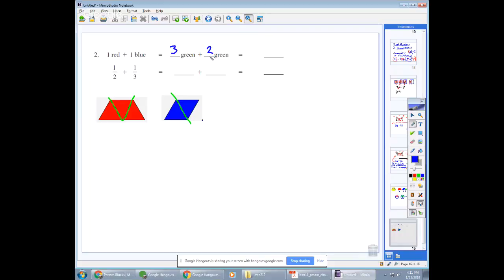What's 3 green as a fraction? 1/3. Well, 1 blue as a fraction is 1/3. Yeah, 3 green would be 3/6. And 2 green would be 2/6. So altogether, I could say I have 5 green underneath that, which means I have 5/6.